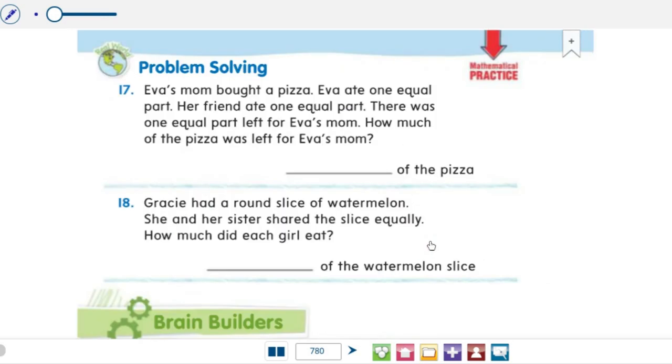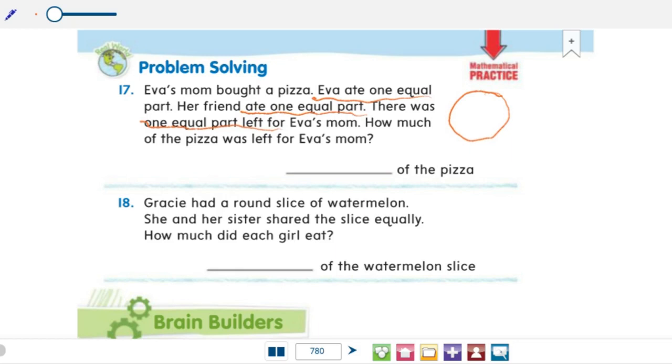On the next page, for number 17, it says Ava's mom bought a pizza. Ava ate 1 equal part. Her friend ate 1 equal part. There was 1 equal part left over for Ava's mom. How much pizza was left for Ava's mom? Well, I don't know about you, but usually when I have a pizza, it's a circle like this, right? Now we need to figure out what we need to cut this into.